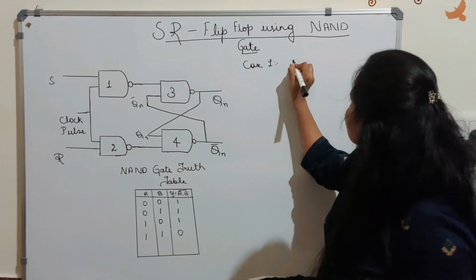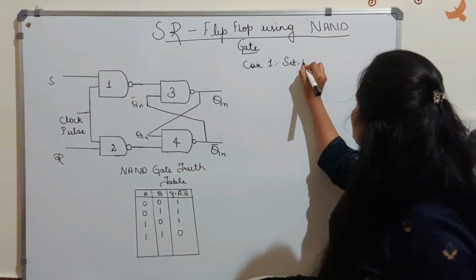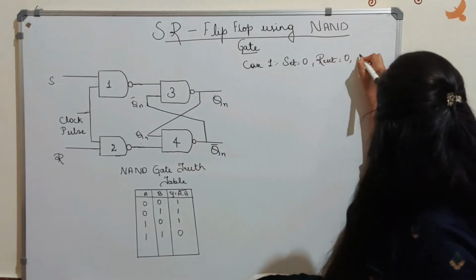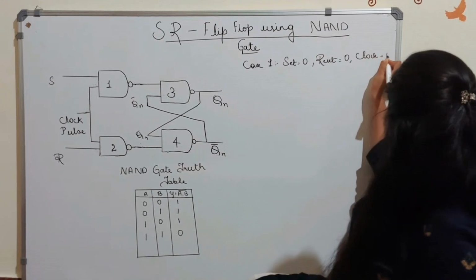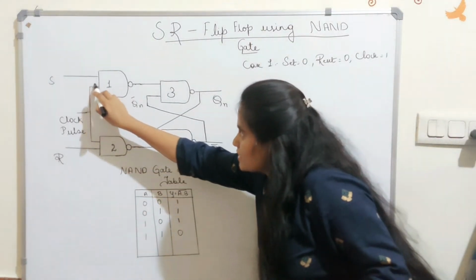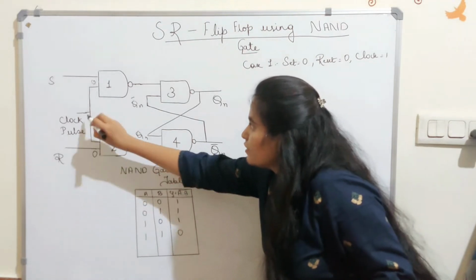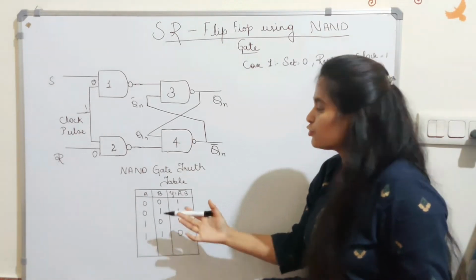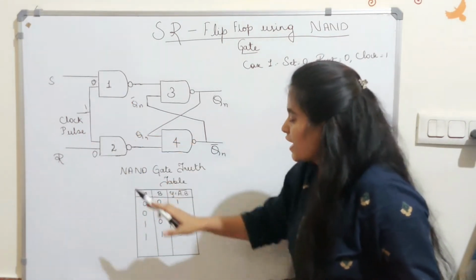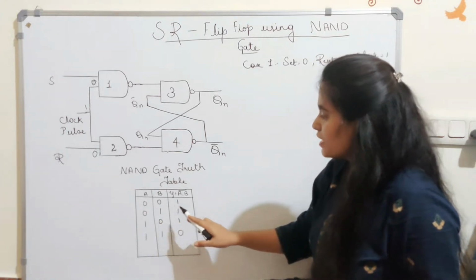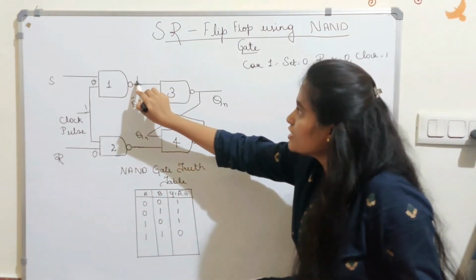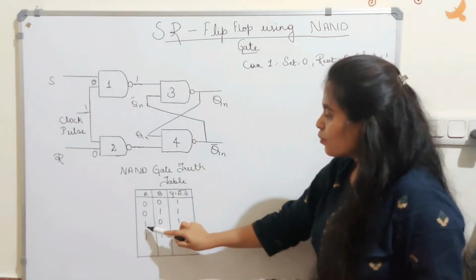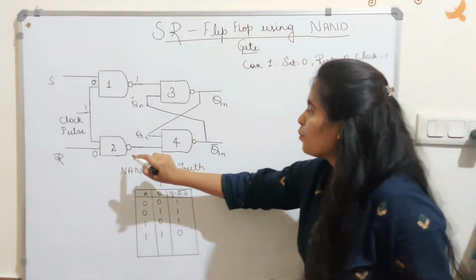Case 1, set is equal to 0, reset is equal to 0, and the clock pulse is equal to 1. That is, S is 0, R is 0, and the clock pulse is 1. With reference to the NAND gate truth table, 0 and 1 as input, 0 and 1 as input, the output of the first NAND gate is 1. Considering the second NAND gate, 1 and 0 as the two inputs, the output is 1.